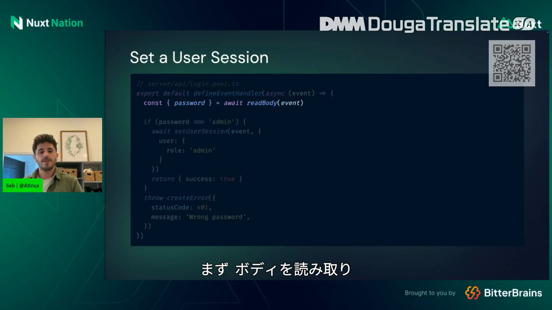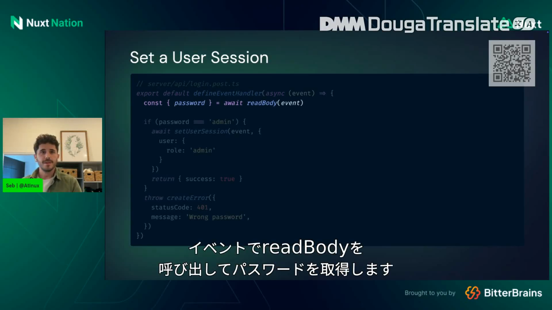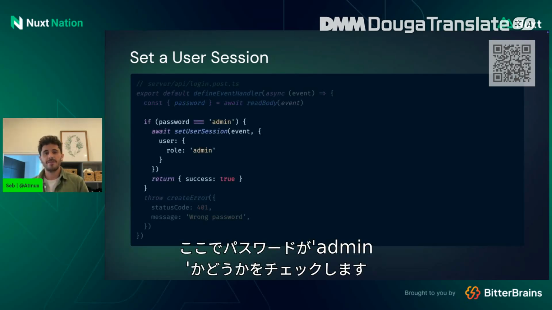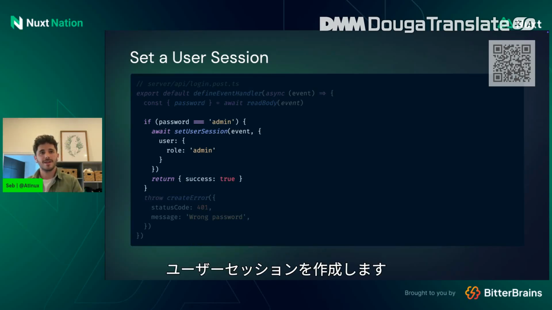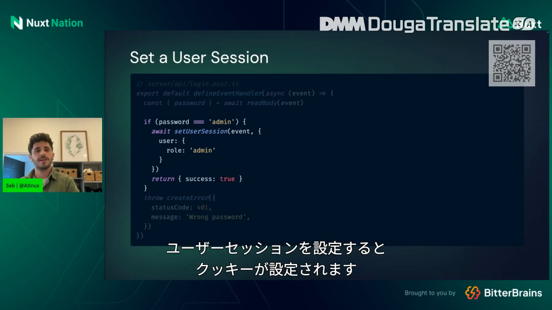First, we are reading our body by calling readBody with the event, and we get back our password. We are checking here if the password is admin, and if it's good, then we create our user session. setUserSession will set a cookie.